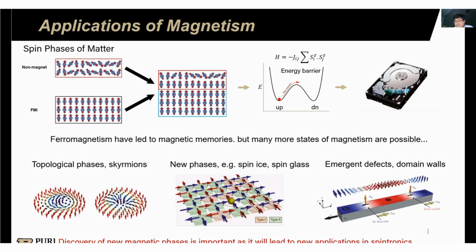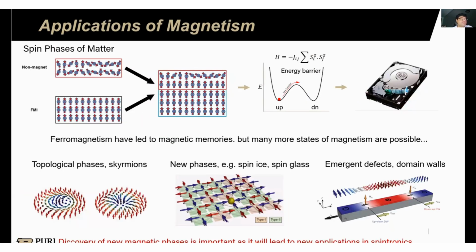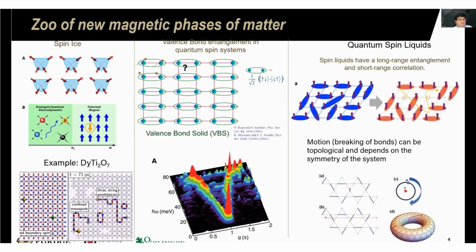of a magnetic phase. There are so many other magnetic phases which we can use, such as skyrmion lattices, and new phases such as spin ice and spin glass and emergent defects and domains. And we can possibly think of a world where we have spintronic materials, spintronic applications and devices using all these phenomena, and we are not there yet. But the discovery of these magnetic phases and their applications is very important to lead to new spintronics results.